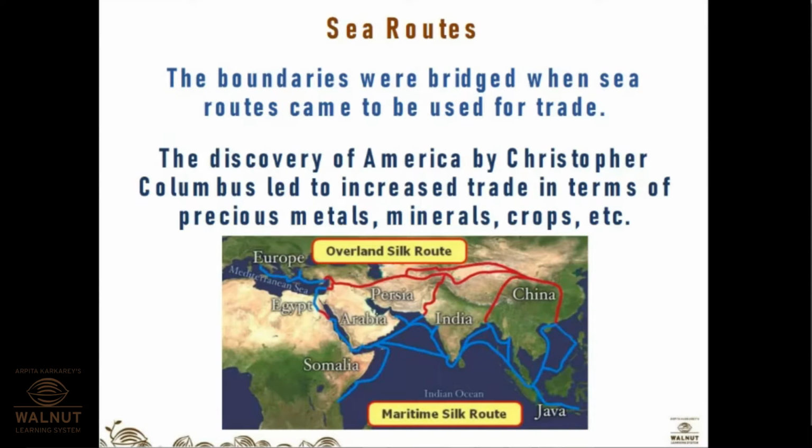Whatever you can see in red is the overland Silk Route, and whatever is in blue is again the Silk Route, but it is marine, you can say, the sea route, the maritime Silk Route. Red is seen on the land. They were traveling through the land, and the blue route tells that people were traveling through the sea.